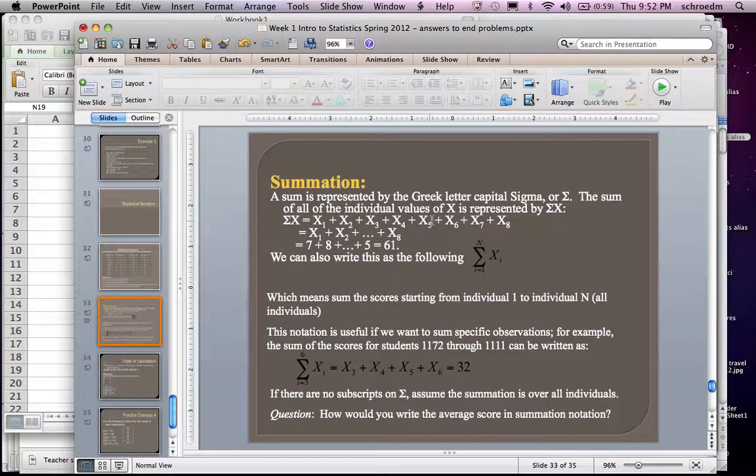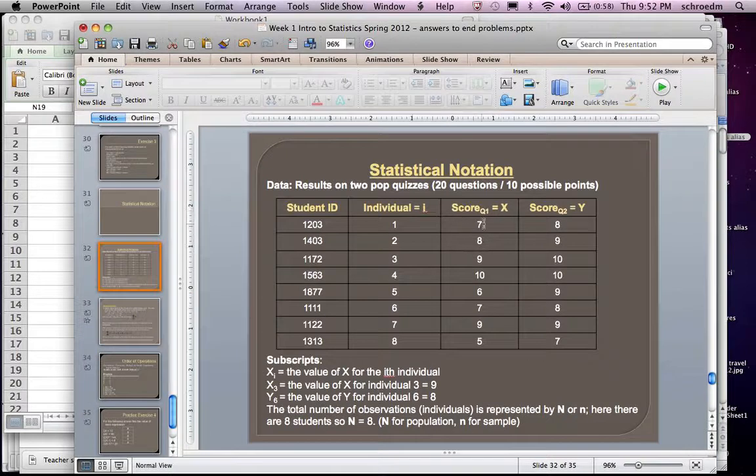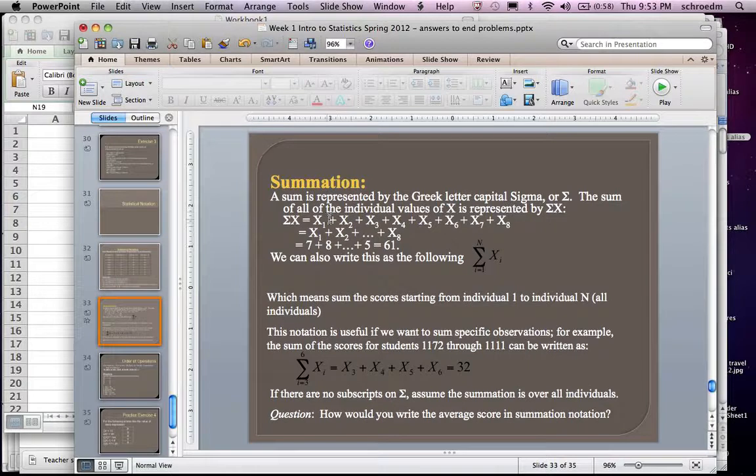Now, summation is this little sigma sign. It's a backwards 3, or it looks like a weird E. But it really just means that I'm summing across a whole bunch of stuff. So sum of x means that I want to add up all my x's. So if I say sum of x, I'm just going to add 7 plus 8 plus 9 plus 10 plus 6 plus 7 plus 9 plus 5 and get a sum. And that's what we have going on right here. So sum of x equals x1 plus x2 all the way up to as many x's as I would have. And so that's 7 plus 8 plus dot dot dot comes to 61.